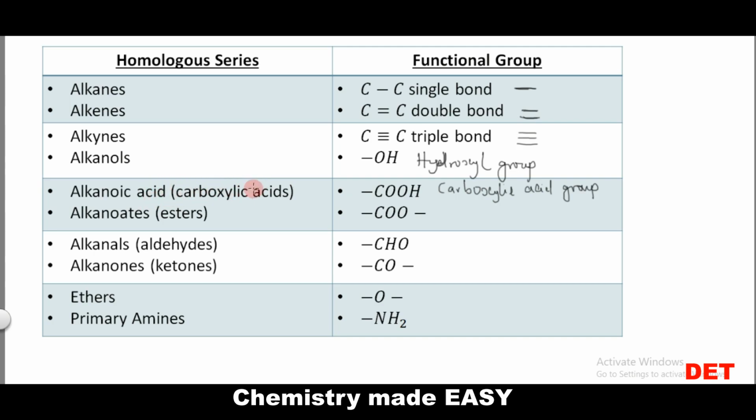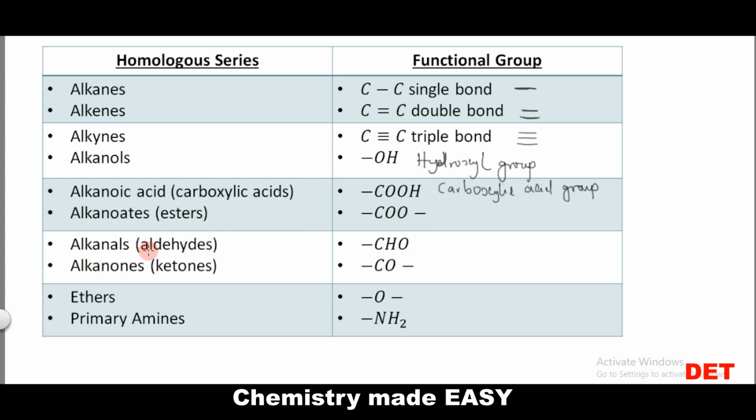Then we have the alkanoates, and they are also known as esters. The functional group of the esters, also known as alkanoates, is COO. Alright, so this is the alkanoate group. Any alkanoate you will see will have this functional group. That is what determines the main chemical properties of the alkanoate.